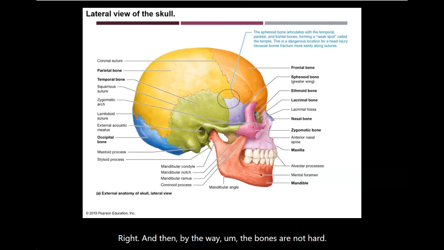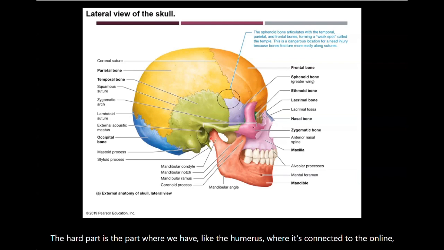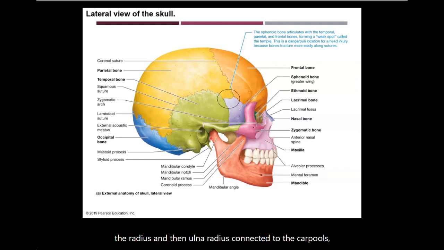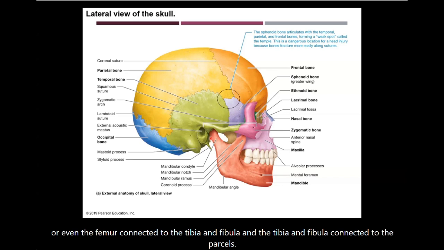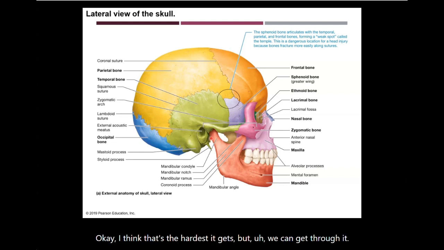And then, by the way, the bones are not hard. The hard part is the part where we have the humerus connected to the ulna and the radius, and then the ulna and radius connected to the carpals, or even the femur connected to the tibia and the fibula, and the tibia and fibula connected to the tarsals, okay? I think that's the hardest it gets, but we can get through it, okay?